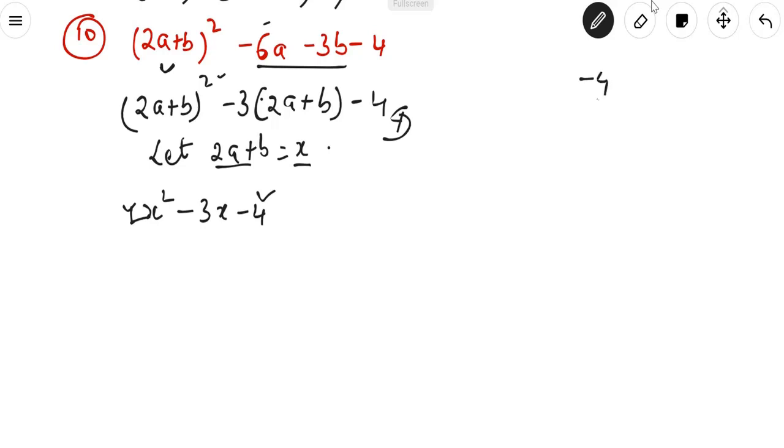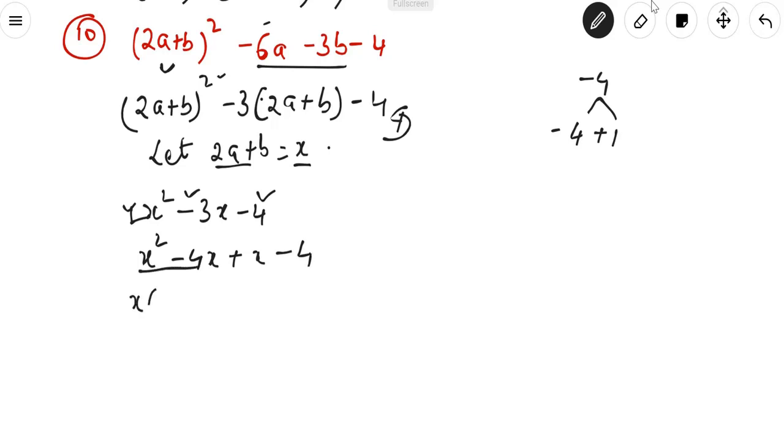If I multiply to get minus 4, what are the factors of 4? I can take it as 4 into 1, as this is minus here. So the bigger one I'm going to get as minus, the smaller one as plus. So this becomes x square minus 4x plus x minus 4. Now this one I'm going to group.